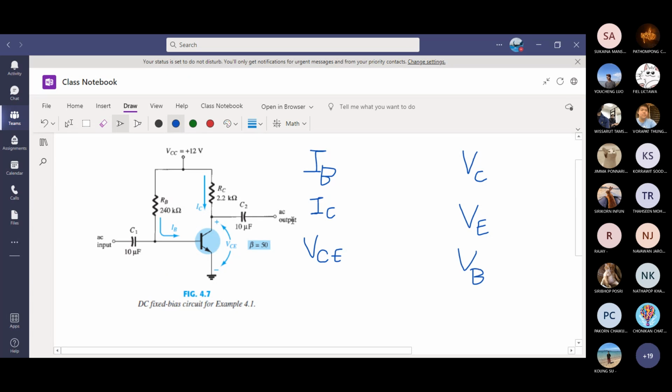All right. What else you should know here is the beta value of 50. This is the example of a fixed bias. You have resistors on base and collector terminal, but you do not have one on the emitter terminal. So that's a fixed bias one.